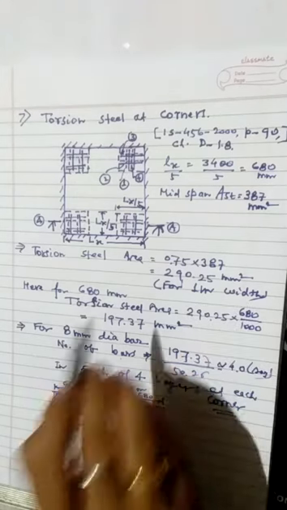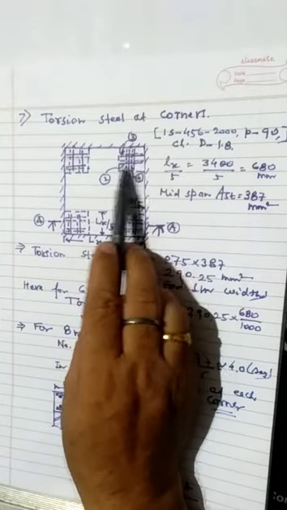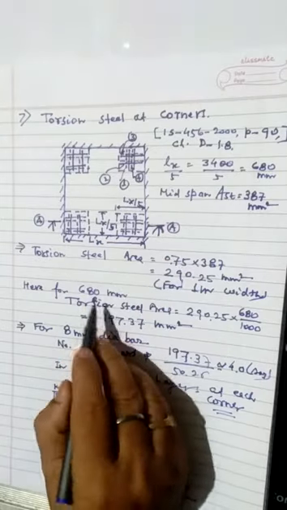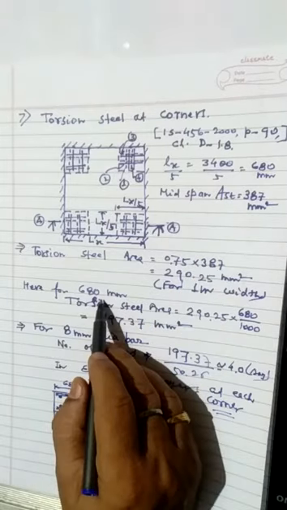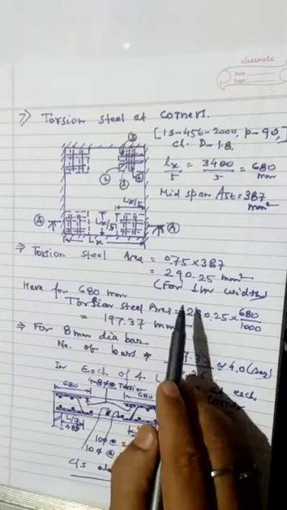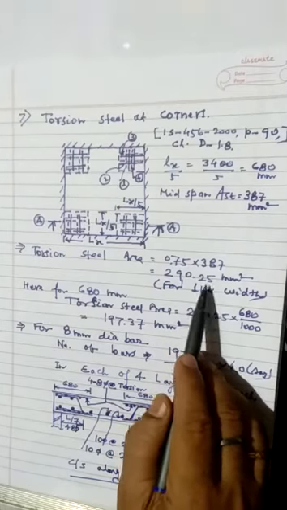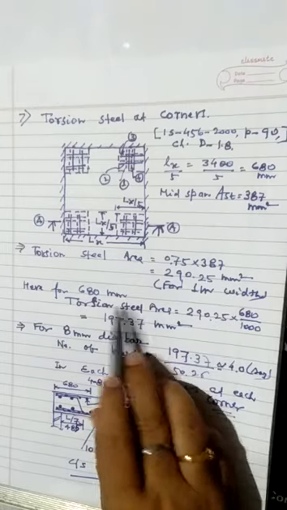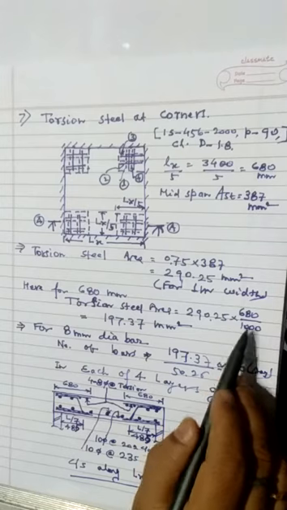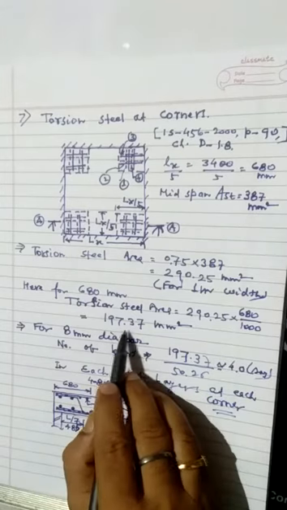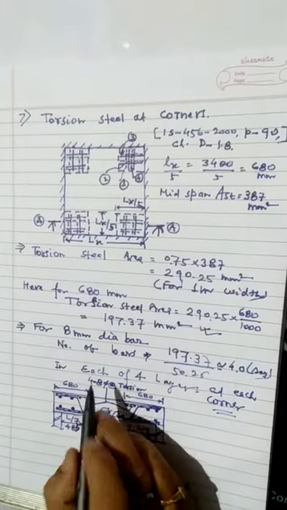But again the point here is that the length of this torsion reinforcement is only 680 millimeter, that is Lx by 5. So for this length we have to calculate how much area is required. For 1000 millimeter, 1 meter, we need 290.25 millimeter square, but for 680 millimeter length we need 290.25 into 680 by 1000, so this is 197.37 millimeter square. So this much area we need for torsion.